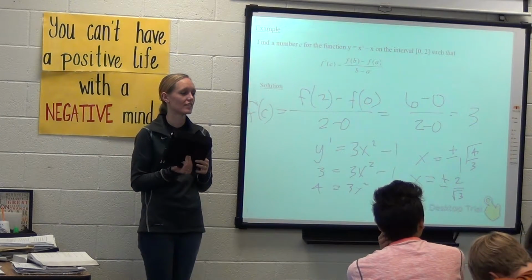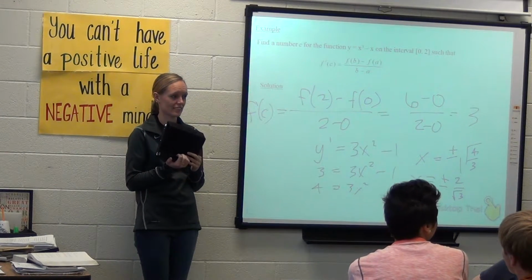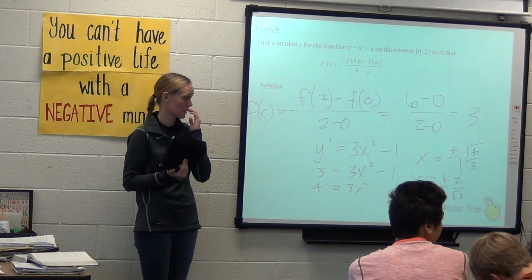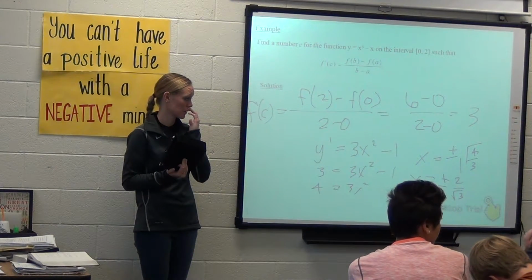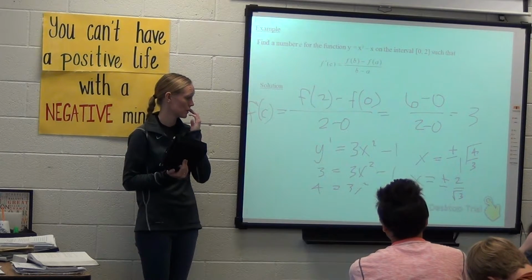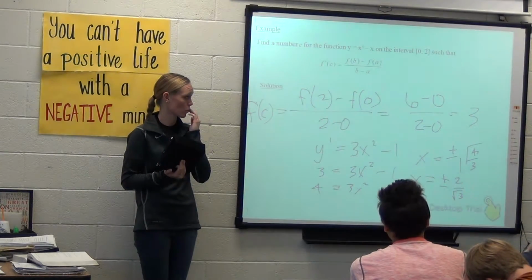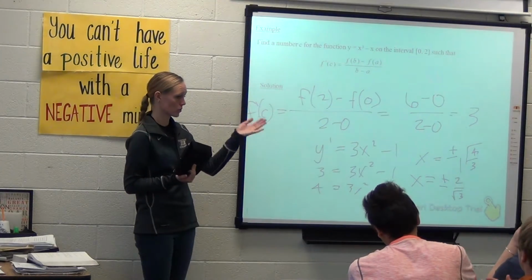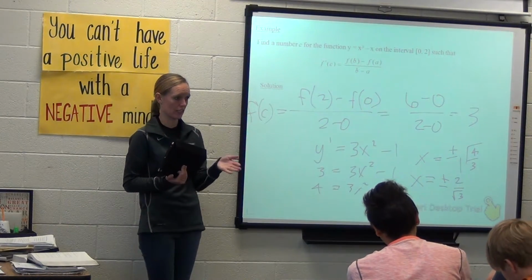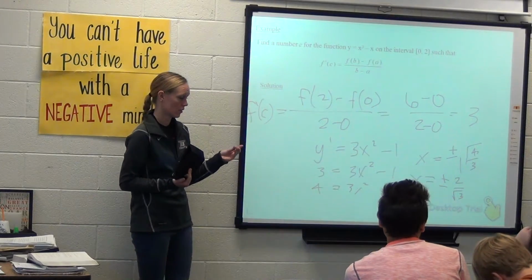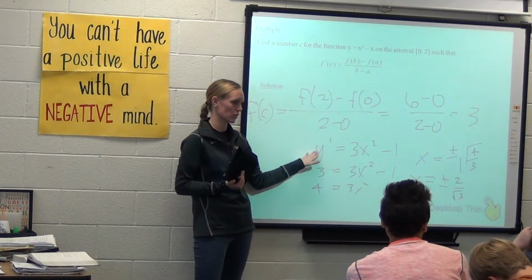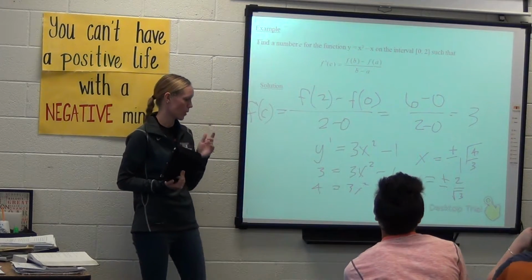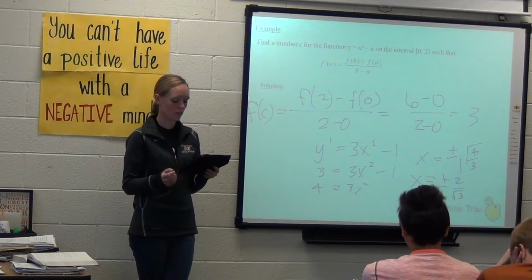The next part after finding f prime c, once you get 3 equals this part. We're trying to find the point where the derivative equals 3 because we need a tangent line that has a slope of 3, which means we have to derive the equation. Once I derive the equation, I substitute 3 for y prime and solve for x.